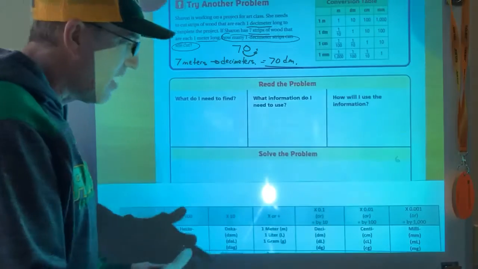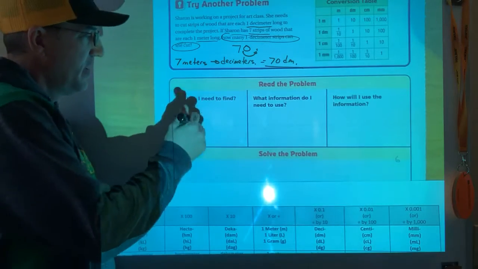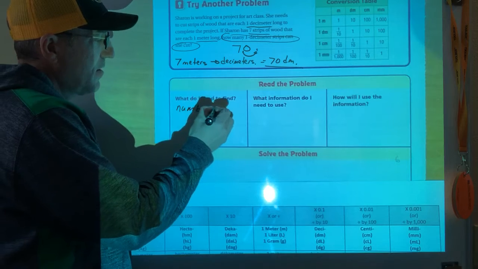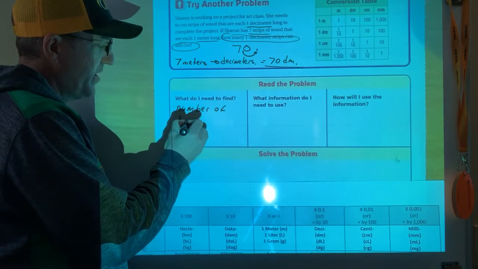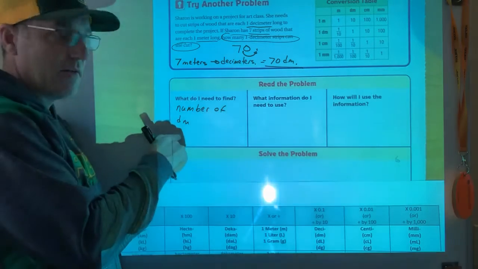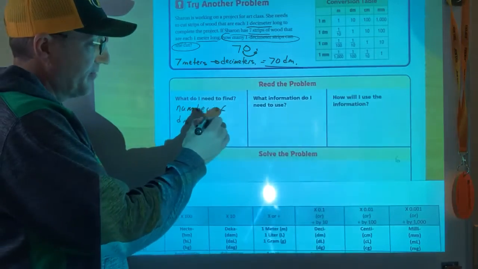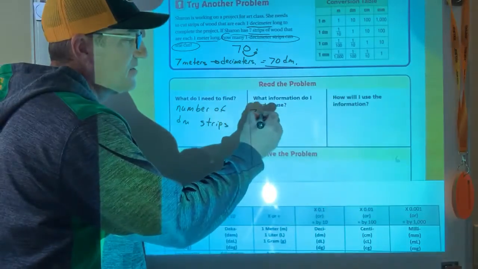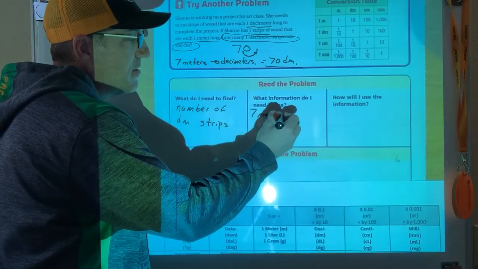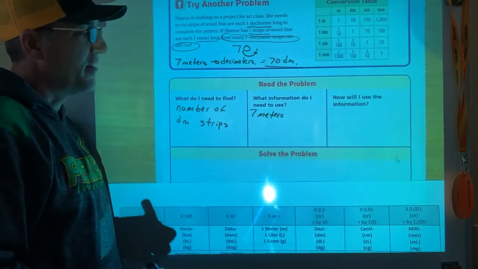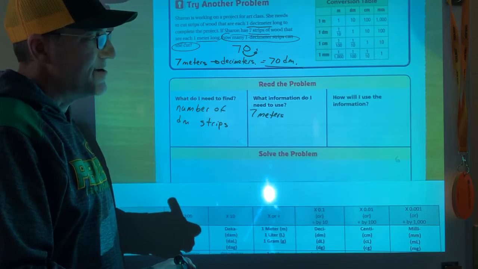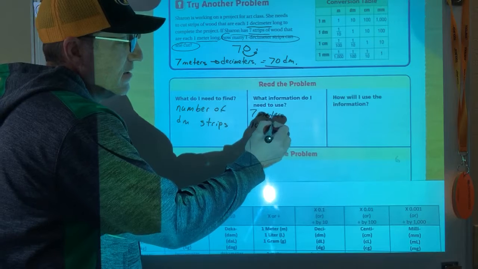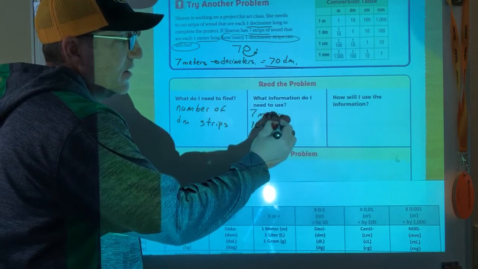So let's take a look at how they want us to do it. What do I need to find? The number of decimeter strips. Decimeters is the little d and no other letter, dm, strips. Okay. What information will I use? I've got 7 meters, right? And I'm going to use, I guess that's it. There's 10 decimeters in a meter.